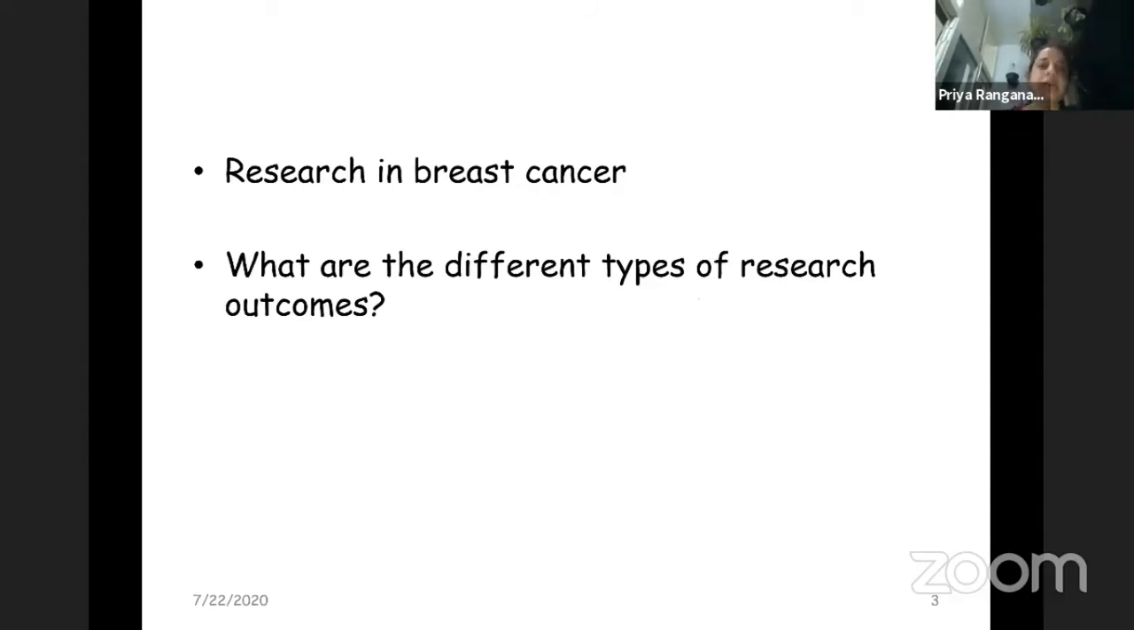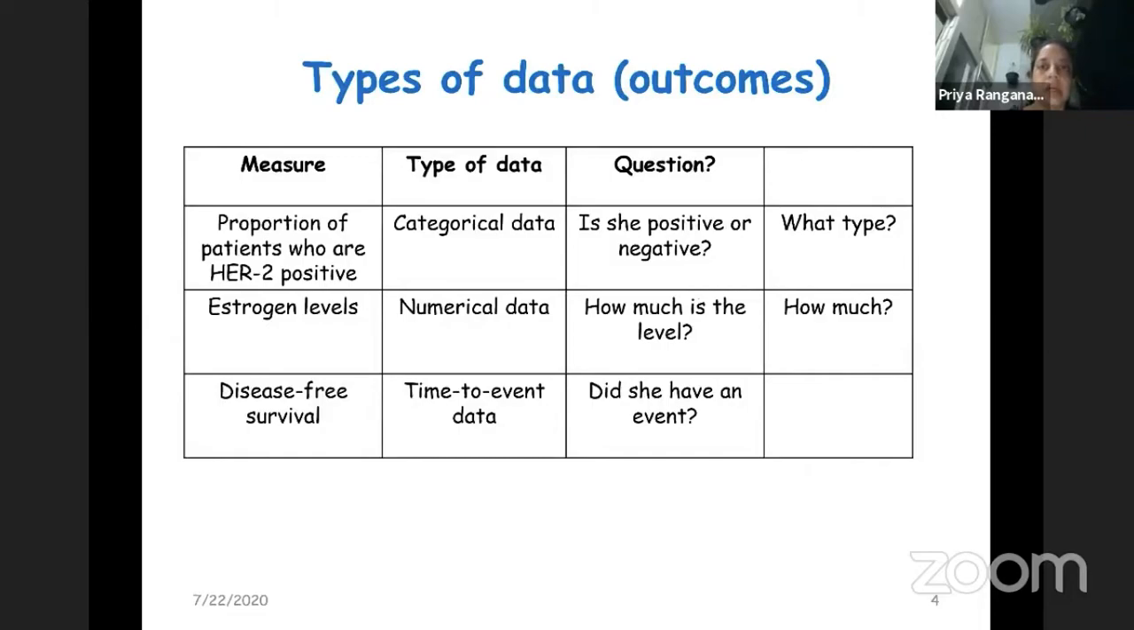So let's take the example of research in breast cancer. What are the different types of research outcomes that we can come across? I've tried to put this into a table. So for example, a researcher may want to know the proportion of patients who are HER2 positive. This is something we call categorical data because for each patient, the question we are asking is: is the patient positive or negative? This is something called categorical or qualitative data. And you have a definite answer for each patient. Either she's positive or she's negative.